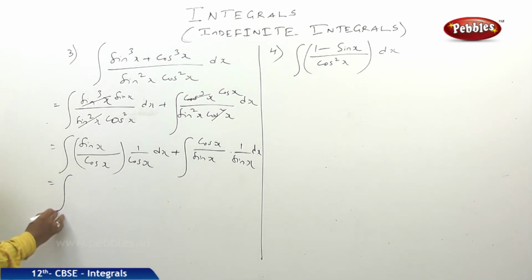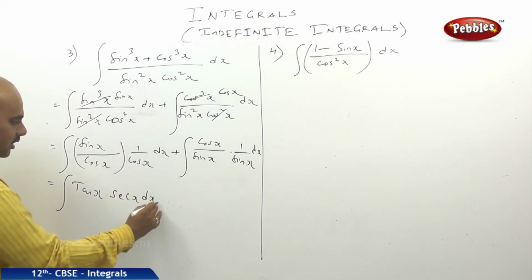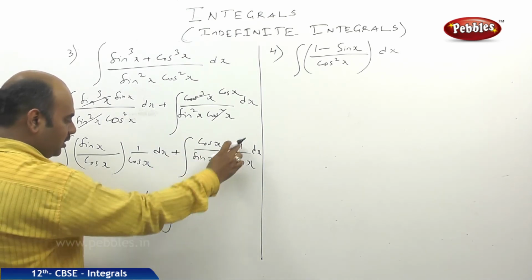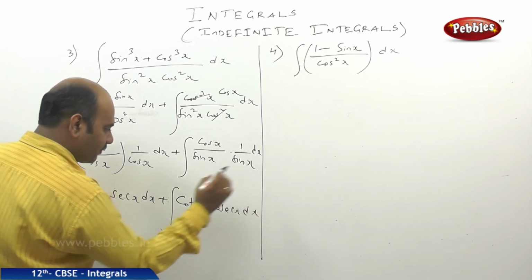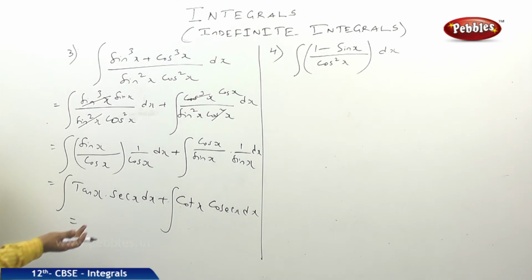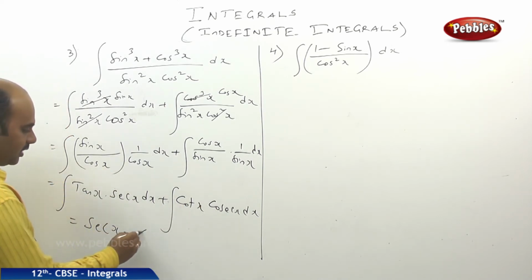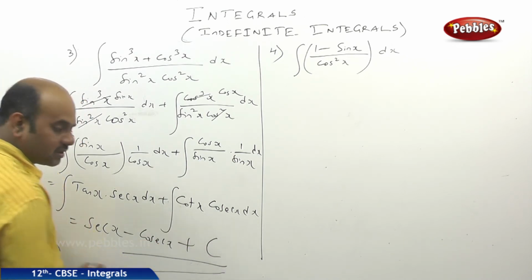So finally it reduces to sin x by cos x is nothing but tan x and 1 by cos x is nothing but secant x dx, and here also cos x by sin x is nothing but cot x, 1 by sin x is nothing but cosecant x dx. So friends, now again we got our formula. We should remember the basic formula. Integral of secant x tan x is always secant x, and integral of cot x cosecant x is always nothing but minus cosecant x, finally plus c.